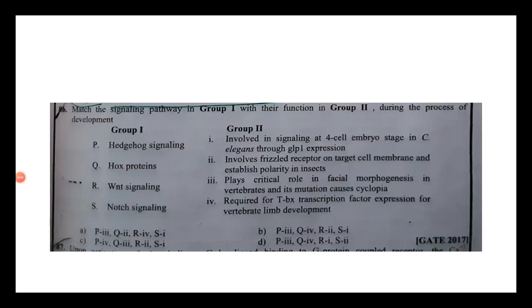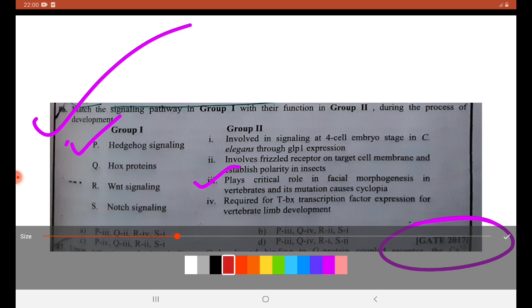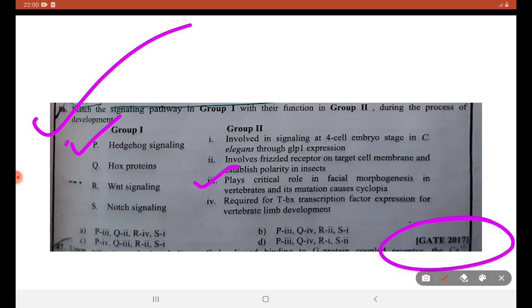GATE 2017, paracrine signaling system. So we know what is hedgehog, HOX. HOX we have not seen; we will be seeing in the next video. Hedgehog signaling, what are all the things it is related with? Now we have seen about cyclopia condition. So P is 3. WNT signaling is associated with Frizzled receptor. Okay, Q R2, P3 R2.